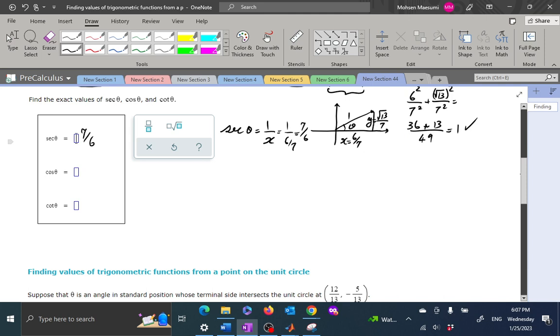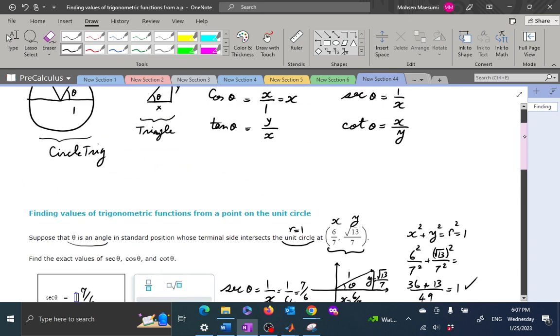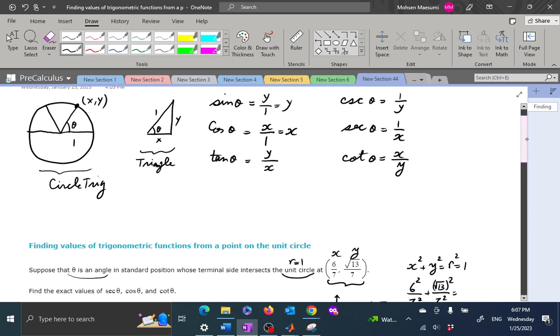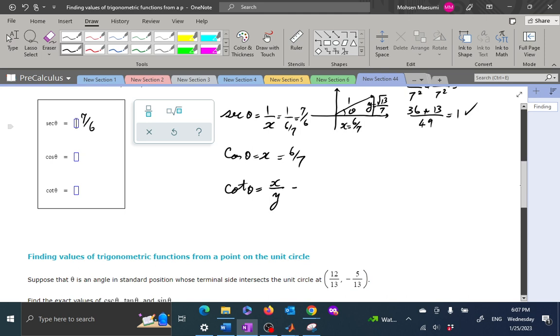Cosine of theta is just x, or you call it adjacent if you wish, so that's just 6/7. Cotangent of theta, ratio of x to y. So remember, cotangent of theta is x to y. That's our formula here. So x in this case is 6/7 and y is radical 13/7. And 7's cancel. I have 6 over radical 13.